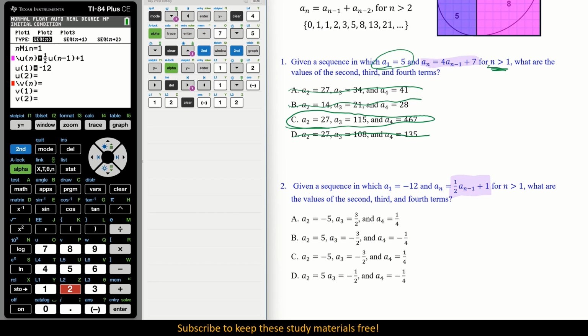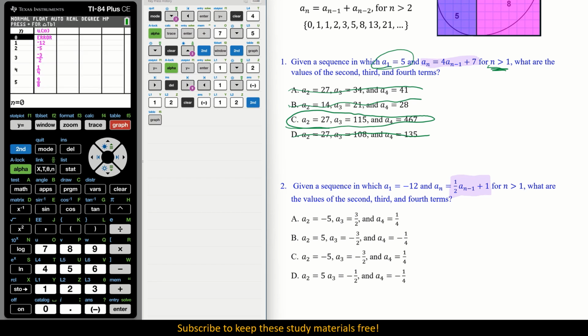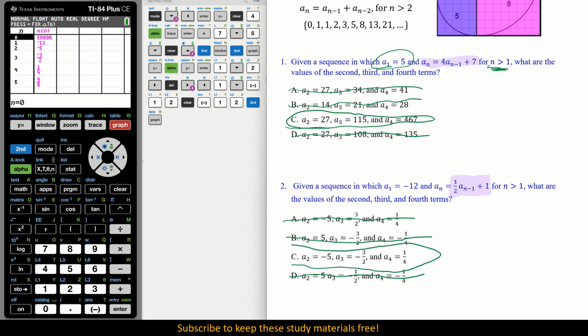We know our window already starts with 0. So let's go second and graph. And yes, 1, and our second one is -5. So that gets rid of B and D. Then the third term is -3/2. Well, that gets rid of A. Looks like C's our option. But let's check to see the fourth one is a fourth. Yes, it is. So we have verified.